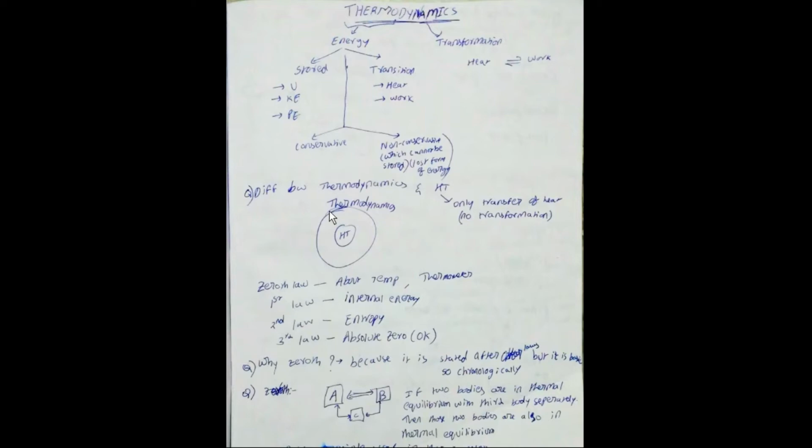Zeroth law: if A and B are separately in equilibrium with C, then A and B are also in equilibrium with each other. If two bodies are each in thermal equilibrium with a third body, then those two bodies are also in thermal equilibrium. This is the basic principle used in thermometers. At atmospheric pressure, boiling of water, liquid to vapor, is at 100 degrees centigrade, and freezing, ice to water, is at 0 degrees centigrade.